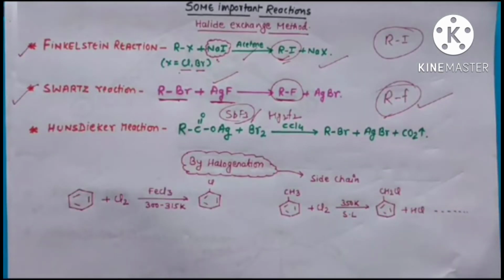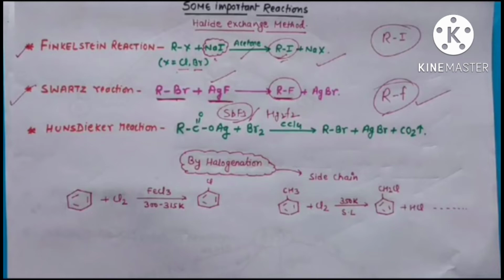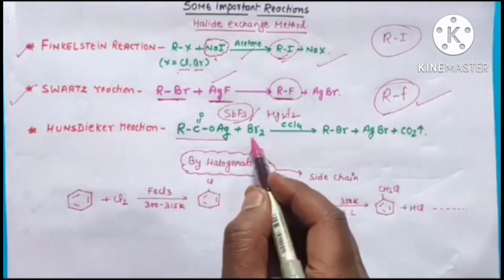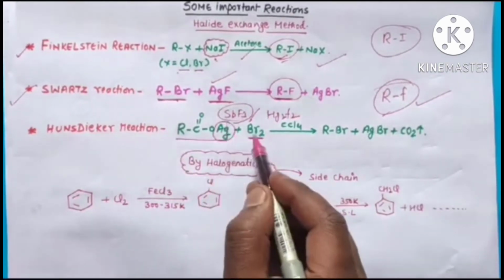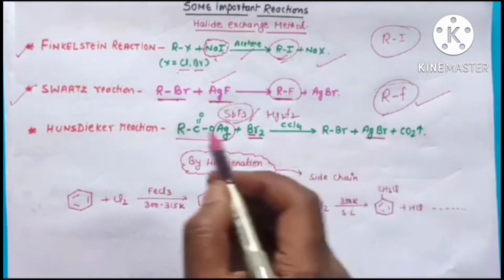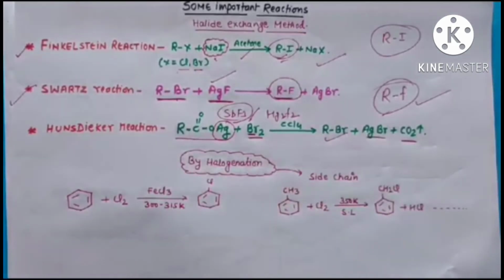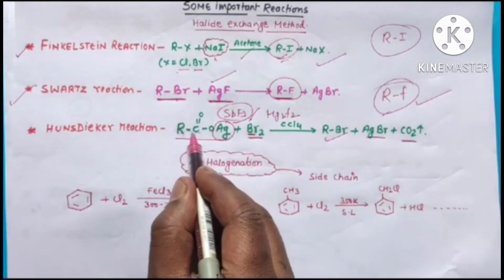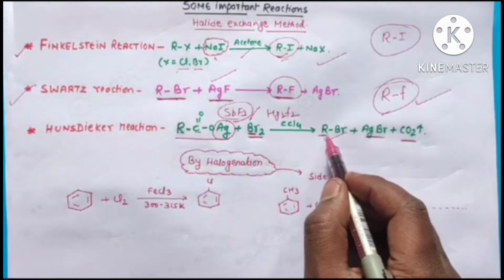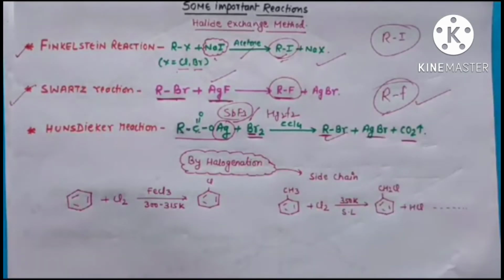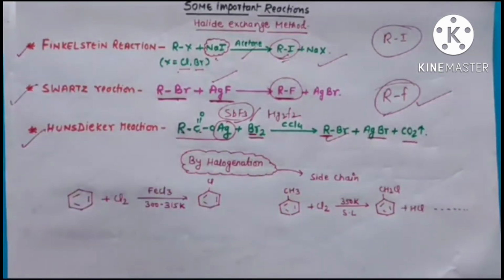The next one is the Hunsdiecker reaction. It is the silver salt of a carboxylic acid reacting with bromine. As you know, this Ag will react with Br and form AgBr. CO2 will come out, and the remaining species will be RBr, alkyl bromide. It is exclusive for RBr, alkyl bromide. As you know, there were 2 carbon atoms in the chain, but here there is only 1 carbon atom in the chain. So to descend the chain, to decrease the carbon atoms in the chain, you can specifically use the Hunsdiecker reaction. So that's why it is important.